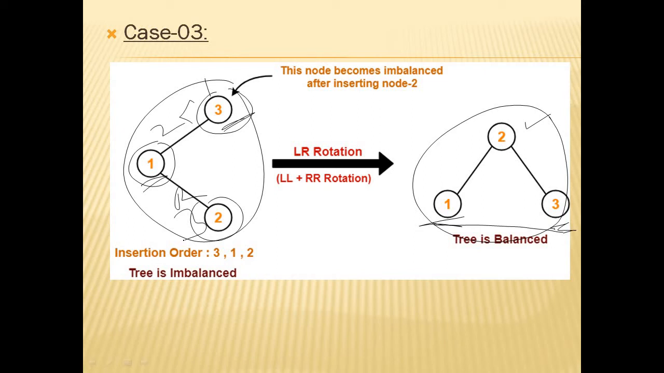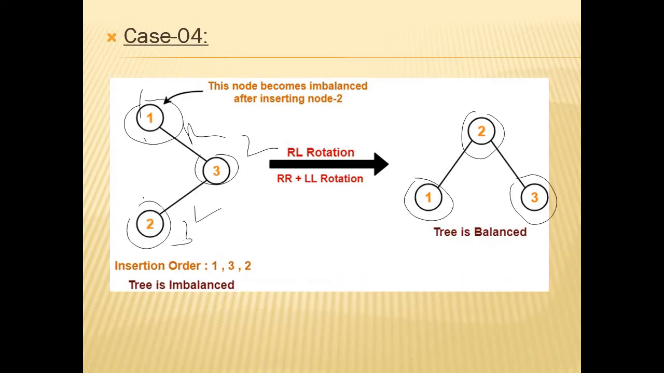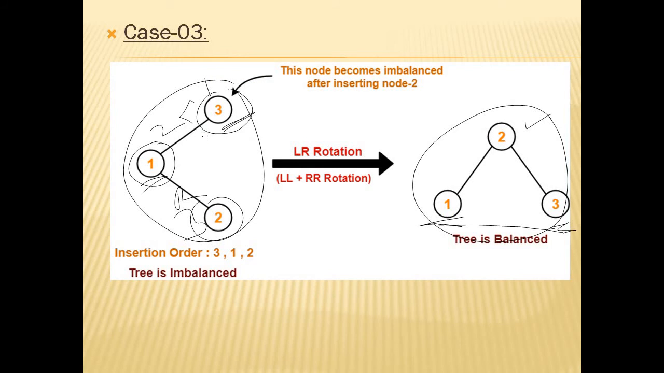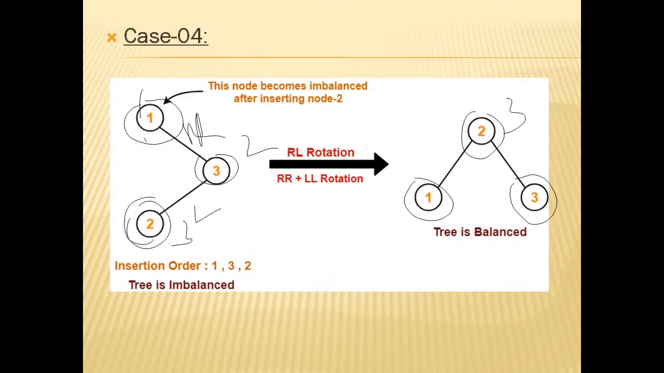In LR rotation, the first node becomes the right child and the second node becomes the left child. Here it is the opposite. The third node becomes the root, the first node becomes left, and the second one becomes right. Here the first one becomes right, here the first one becomes left. If you understand these 4 cases, then it is very easy to construct an AVL tree.